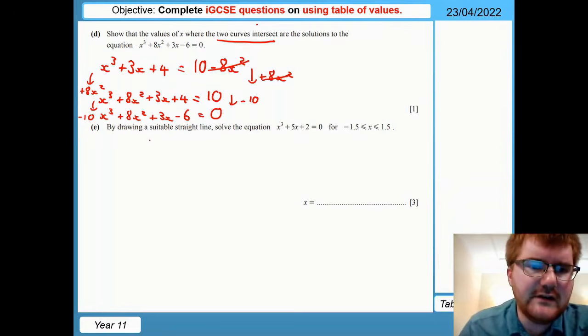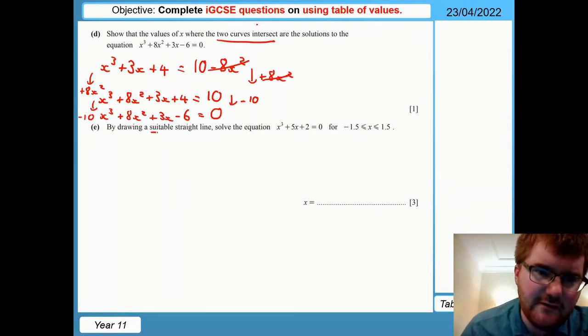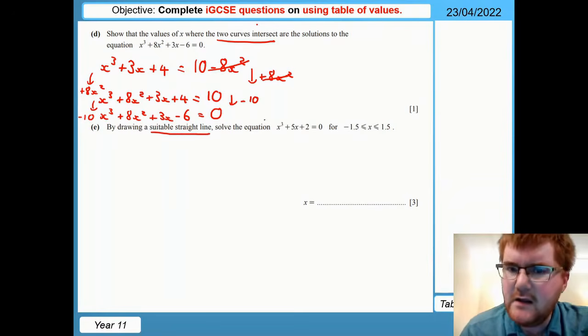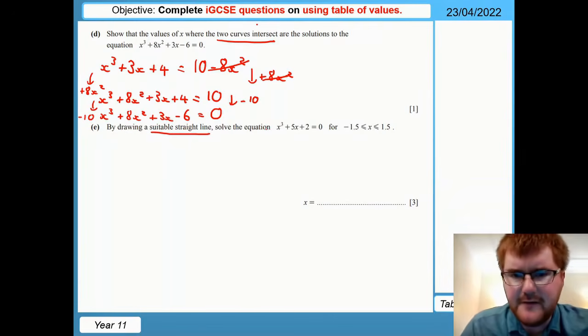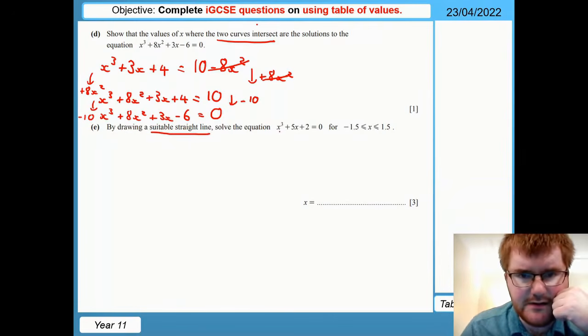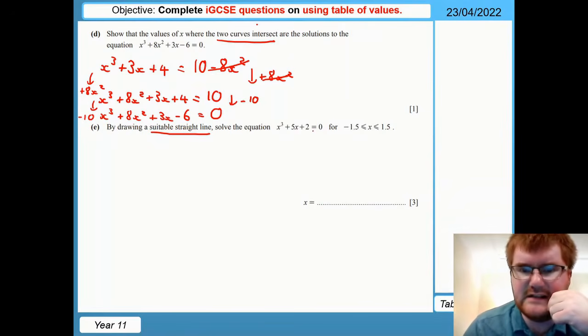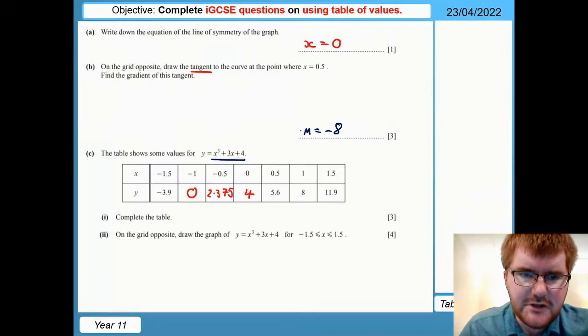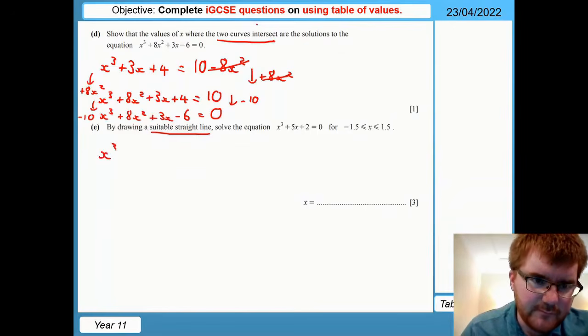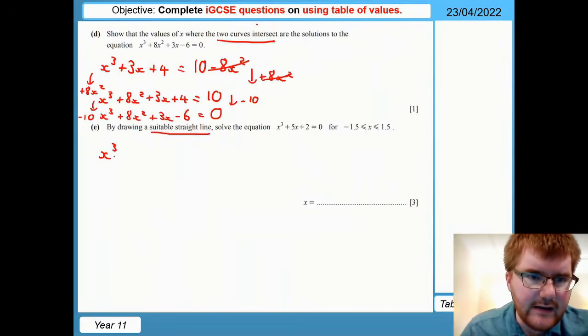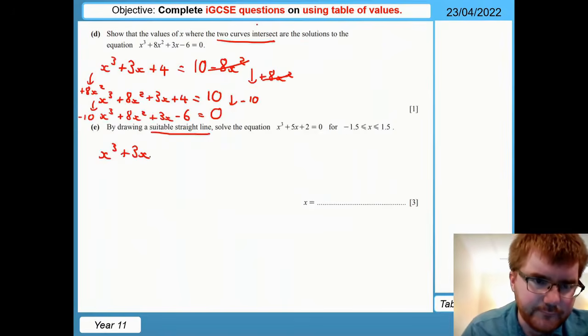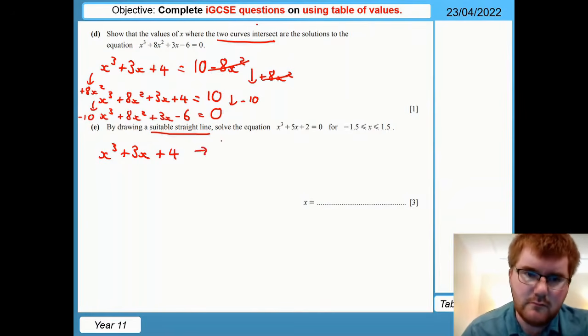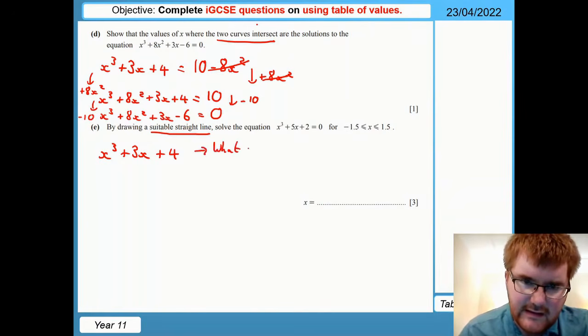So by drawing a suitable straight line, they're giving a kind of clue what to do here, solve this equation. And the first thing you notice here is, okay, x cubed plus 5x plus 2 is equal to 0. That's not what I had before. The equation that I had before was x cubed plus 3x plus 4. So this is what I had. I'm going to write that down. What I had.